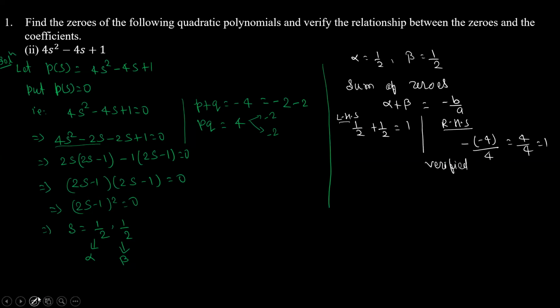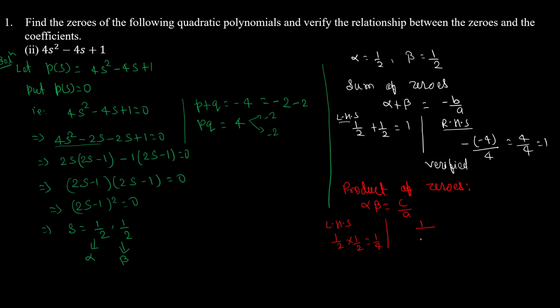Now next you have about product. Okay. Product of zeros. So product of zeros का क्या है? Alpha into beta. Formula क्या है? C by A. So same thing we can do in the tabulation way also. So LHS alpha into beta, alpha कितना 1/2, beta कितना 1/2, that is 1/4. What about C by A? C का value, C क्या है? Constant 1. A is the coefficient of x square here, so that is the 4. So both are same, so it is also verified.